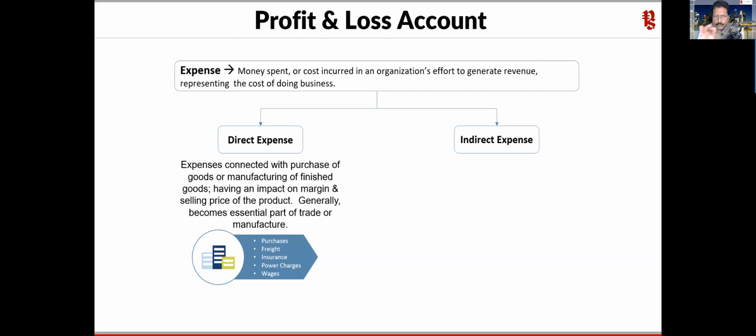So 10,000 is going to be my purchase cost, and 1000 rupees is the cost of my freight. Now, the question is: is this freight that I am paying, should it be my direct expense or my indirect expense? One thing all of you have to remember, whether it is a direct expense or an indirect expense, it is going to impact your bottom line. But a little later we will understand the implication of direct and indirect expenses. That is where the criterion comes in: it is going to impact your margin or your selling price.